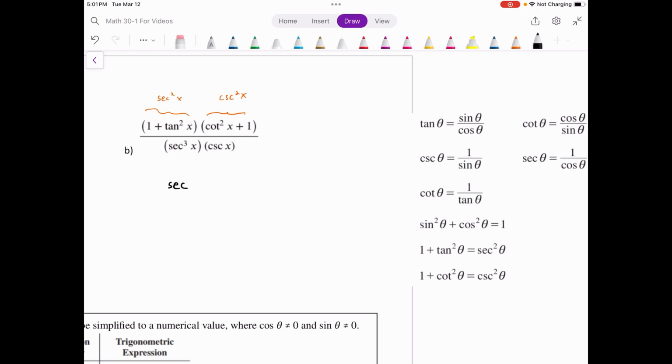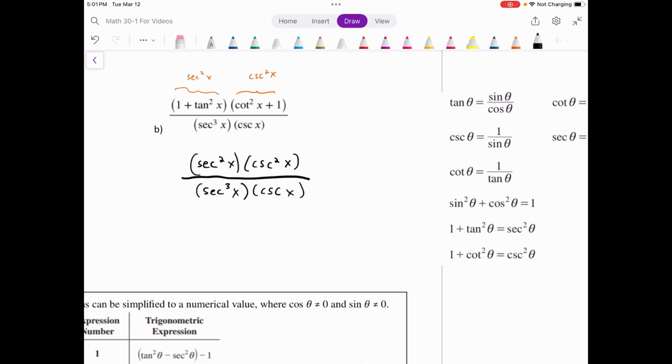So this is going to give us secant squared x, since I'm rewriting 1 plus tan squared as secant squared. Cotan squared plus 1, I said I was going to rewrite as cosecant squared of x. And then we're dividing that by secant cubed of x times cosecant of x. And think about what this is really saying. It's secant squared times cosecant squared, divided by secant cubed times cosecant.